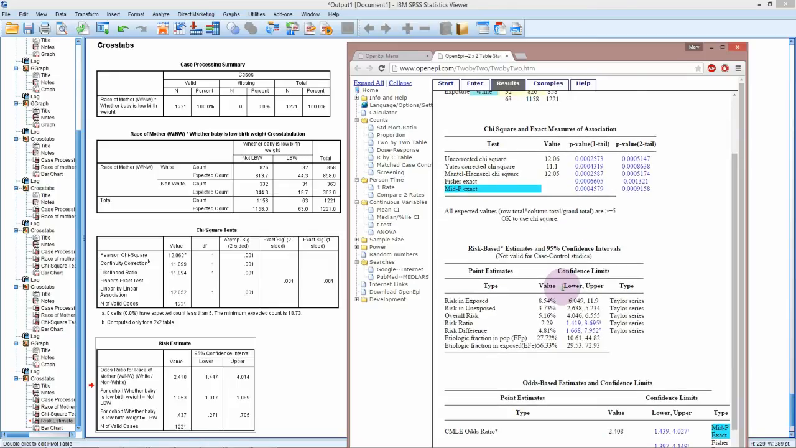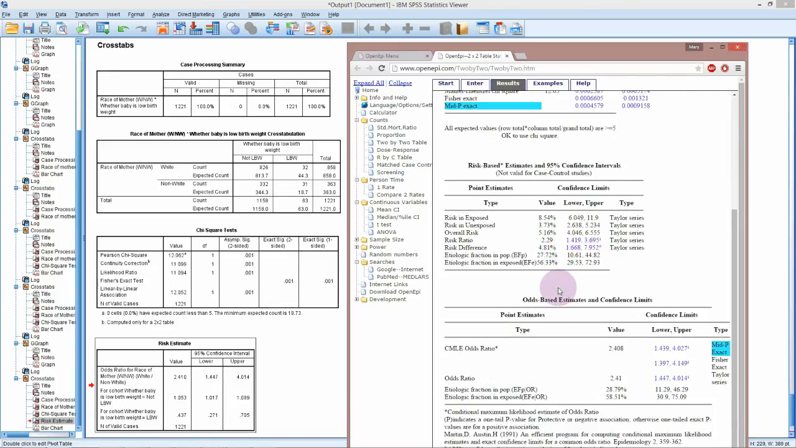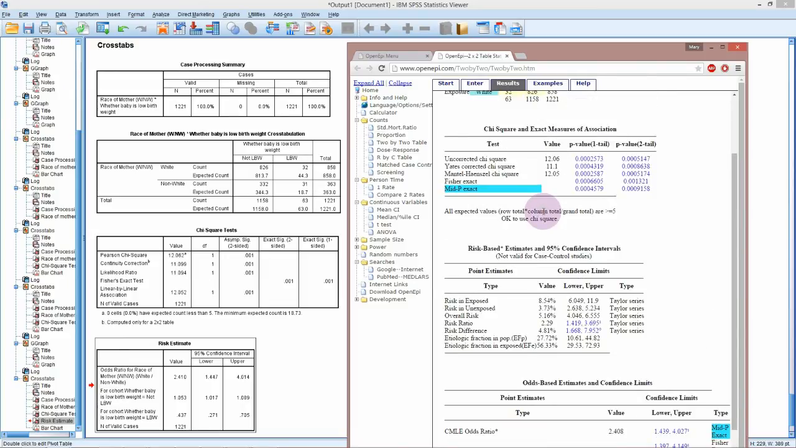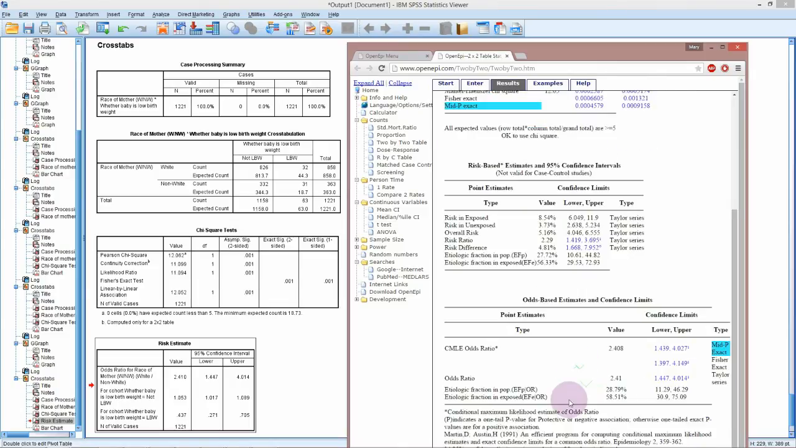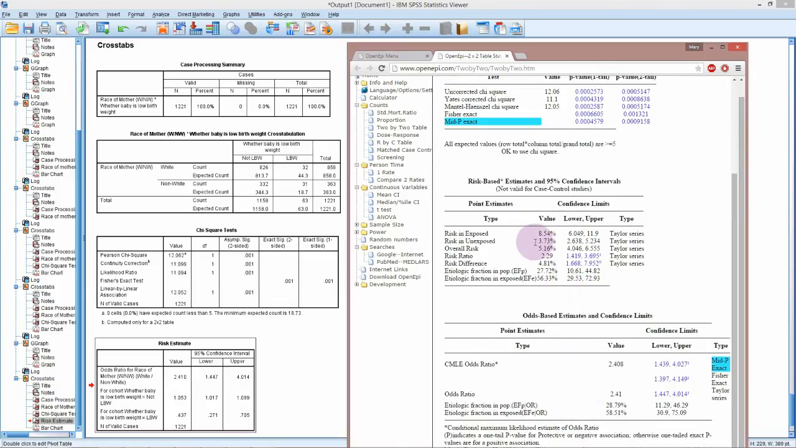And this output is probably just a little bit nicer because you get a few more words in it. So we have the chi-square test with the really low p-values. You don't need all those decimal places. And then we have our risk in exposed and risk in unexposed, overall risk, risk ratio, risk difference. And then we have our odds ratio down the bottom. And so all these numbers are the same as what you would have seen in SPSS, but you just get a little bit more explanation about them.